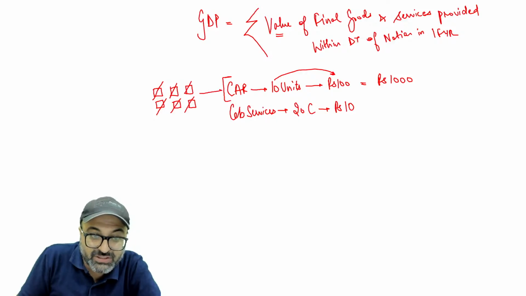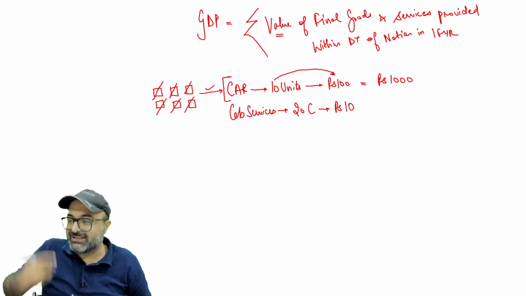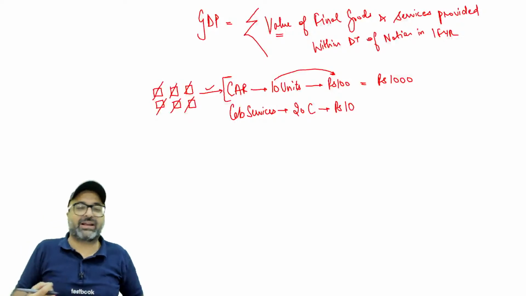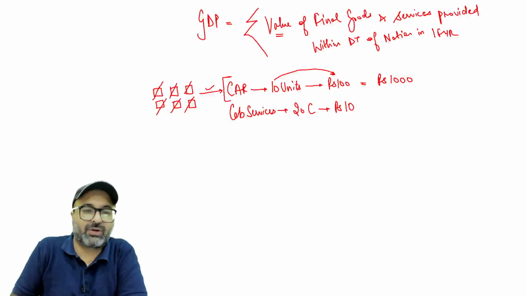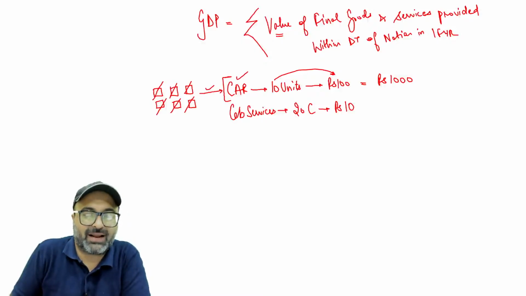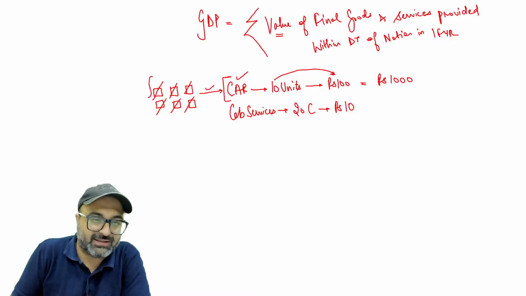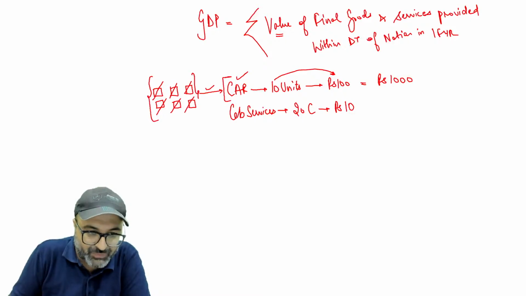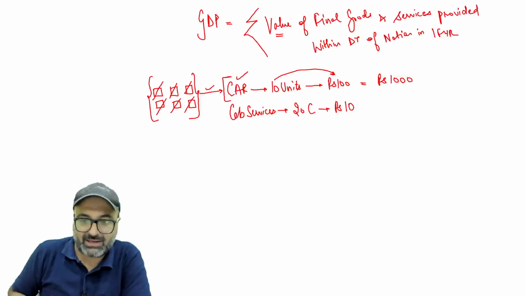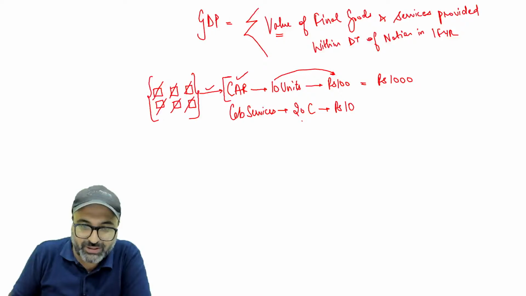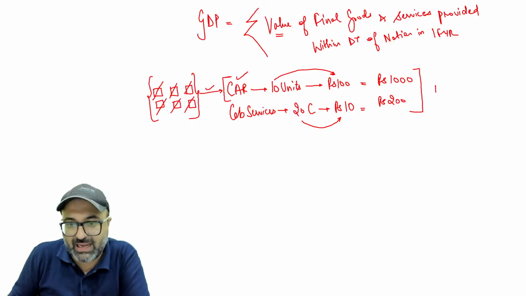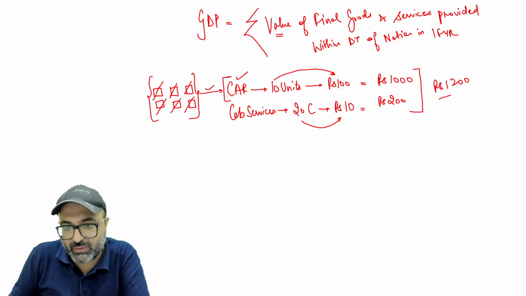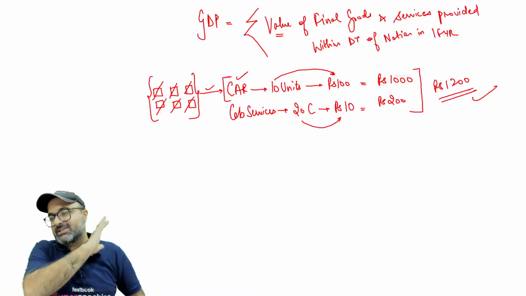So the final good which is finally going to be consumed, that is car. If car is going to be finally consumed, that is going to be my final good, and the moment I include the price of car, in the price of car, the value is already added. So from here, the next point is 20 into 10 is going to be 200. So the total value of goods and services, now you can add them quickly. This is going to be 1200, and this is known as GDP.